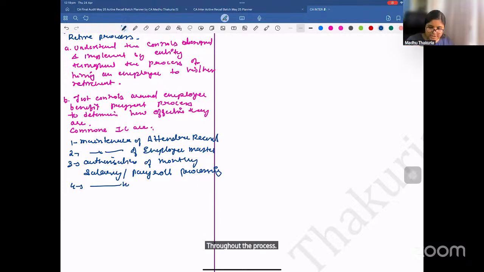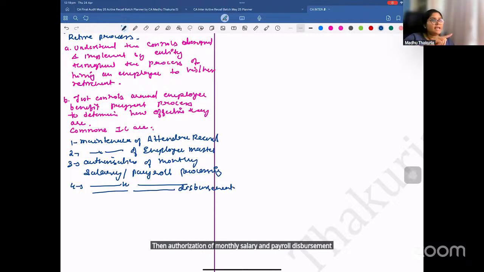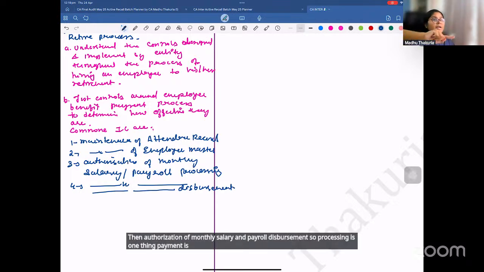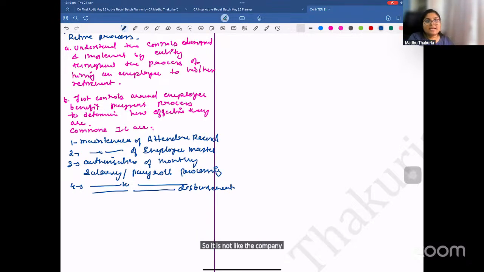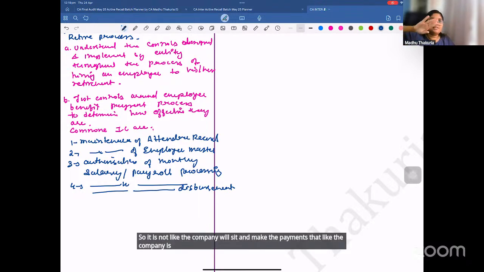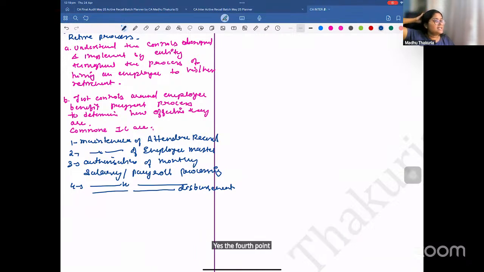Then authorization of monthly salary and payroll disbursement. So processing is one thing. Payment is a different process because for payment of these salaries, the cheque or the RTGS advice will go to the bank and then the bank will process the salary of that respective amount to thousands of employees separately. So it is not like the company will sit and make the payments directly. It is their bank who is going to make that payment. Yes. The 4th point says authorization of monthly salary and payroll disbursement.